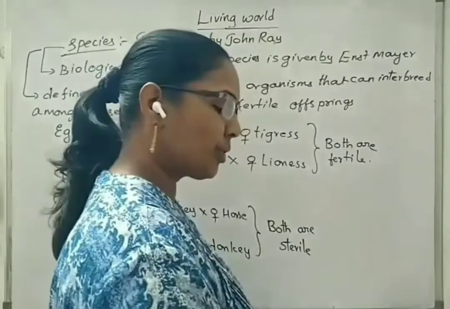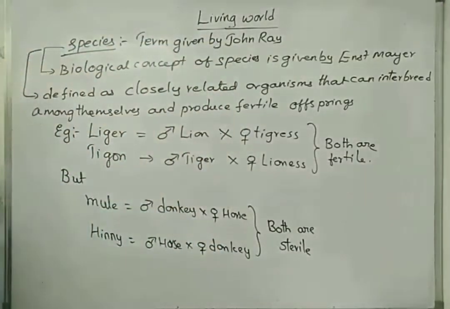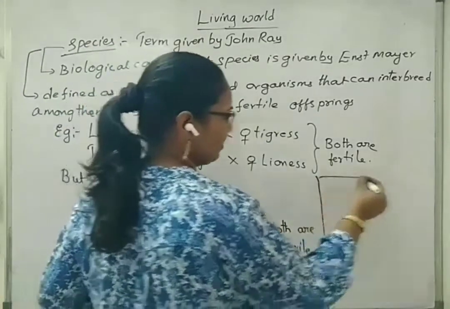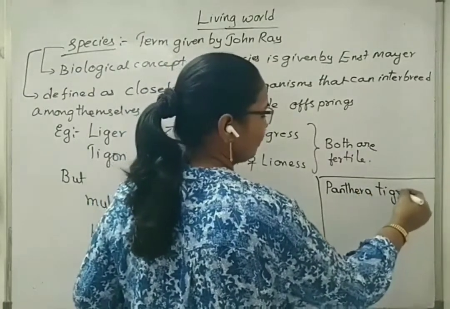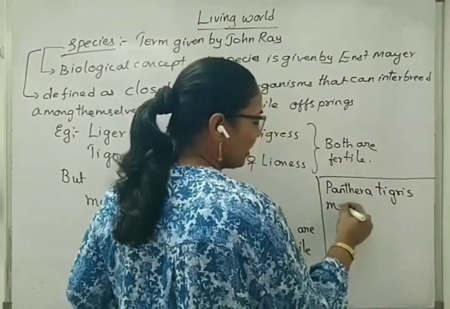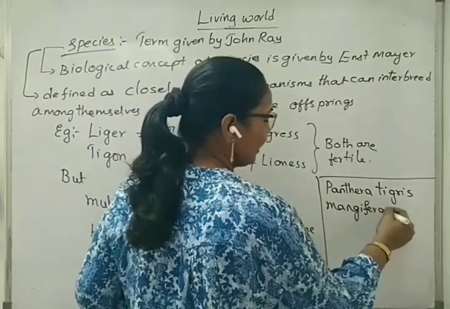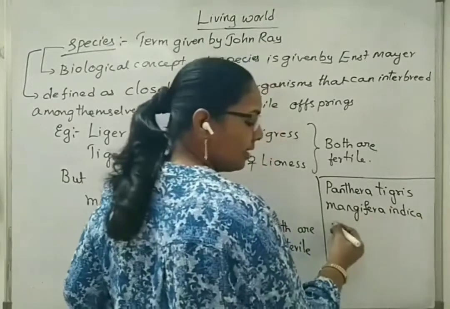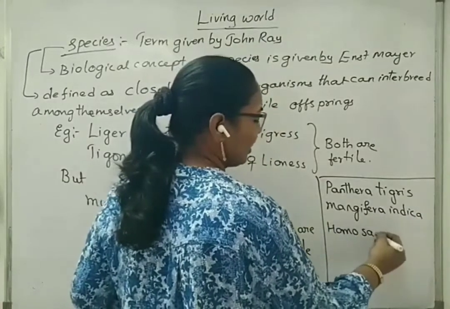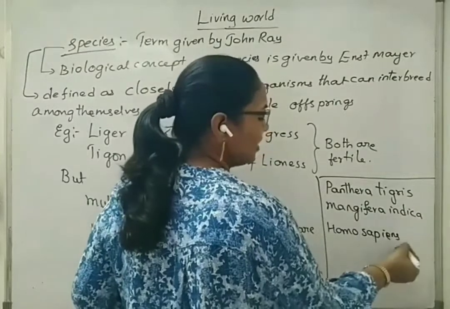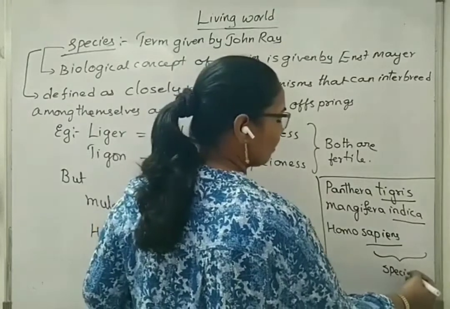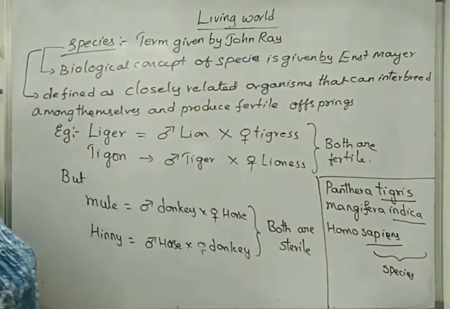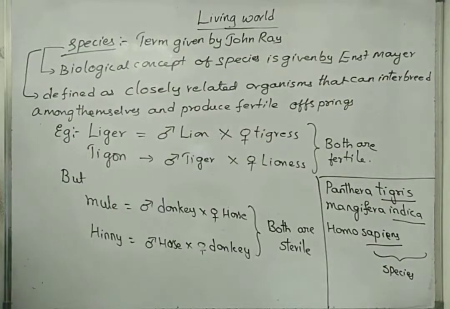Species is also termed as specific epithet. If we write some other examples like Panthera tigris, next Mangifera indica, next Homo sapiens. Here sapiens, indica, tigris are considered under species. Panthera, Mangifera, Homo are considered under the genus category.